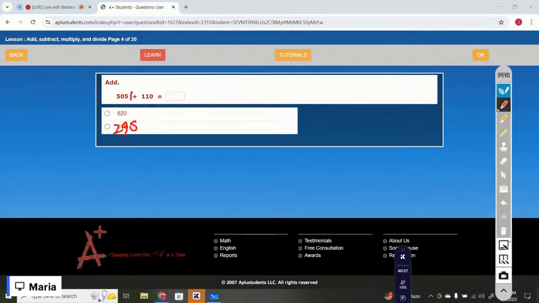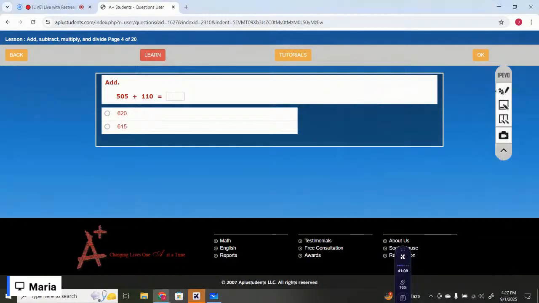505 plus 110. 5 plus 0 is 5. 1 plus 0 is 1. And 5 plus 1 is 6. That is 615. Option number 2 is the correct option. Option number 2 is the correct option, that is 615.